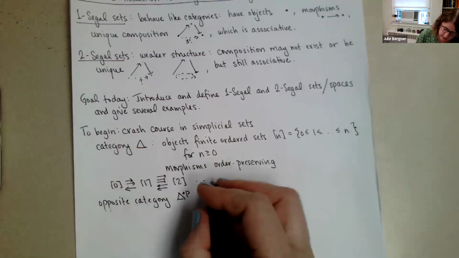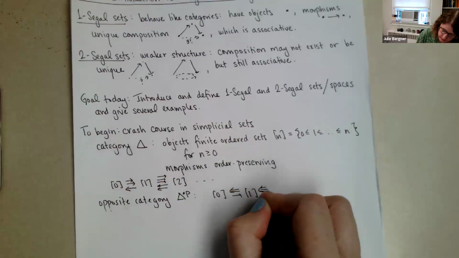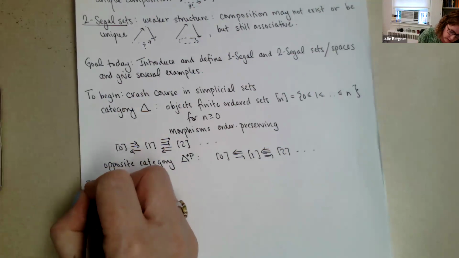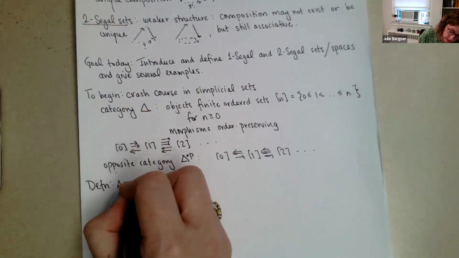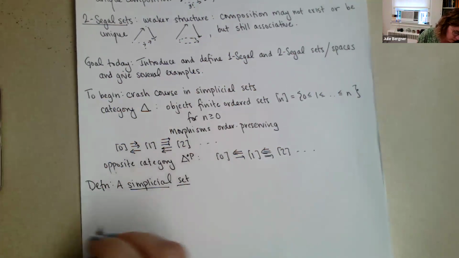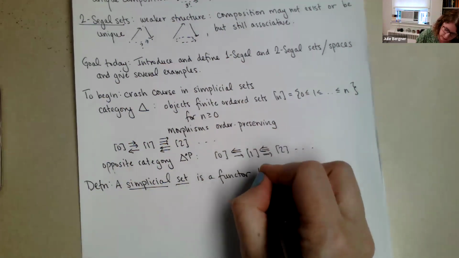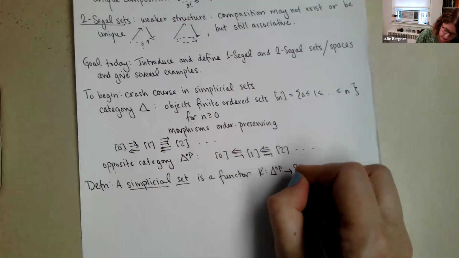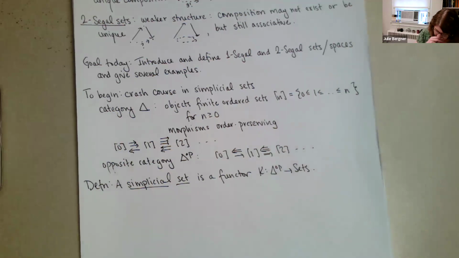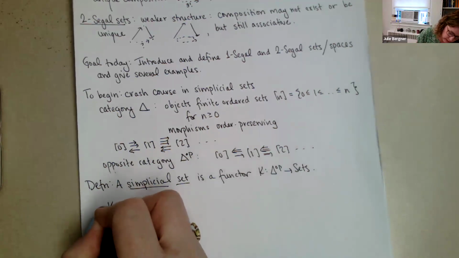Delta op has the same objects, and we just reverse the direction of all the arrows. And so now a simplicial set is a functor from this category delta op into the category of sets. So what that means is every one of these finite ordered sets gets sent to a set.